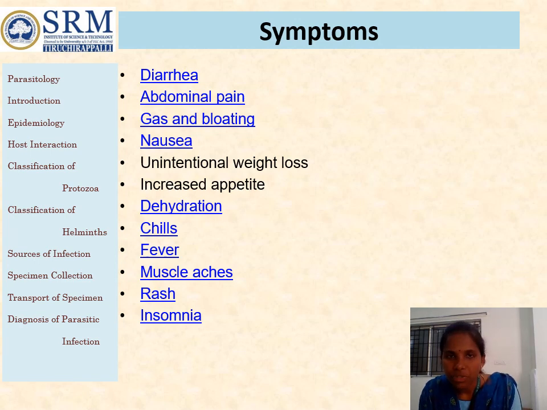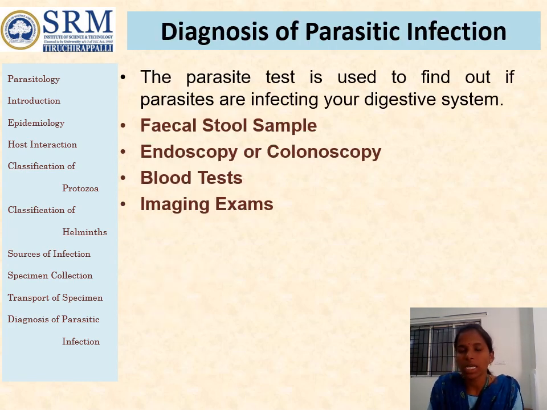Coming to symptoms. The life cycles, classification, and epidemiology are already covered. Finally, what types of symptoms and diseases can be caused by parasites? Diarrhea, abdominal pain, gas and bloating, nausea, unintentional weight loss, increased appetite, dehydration, chills, fever, muscle aches, rashes, insomnia. These are the basic symptoms that can be caused by parasitic infections, both protozoa and helminths.